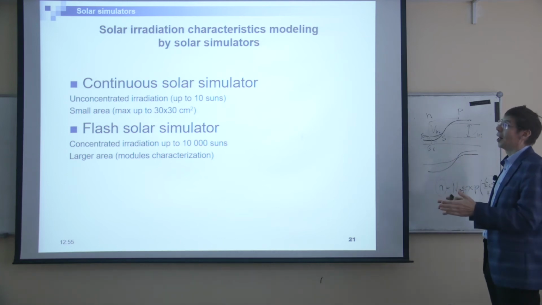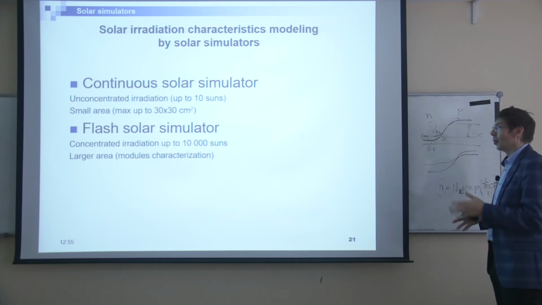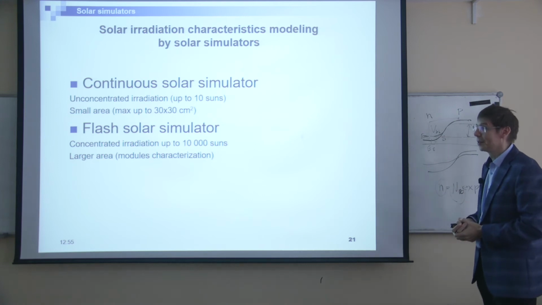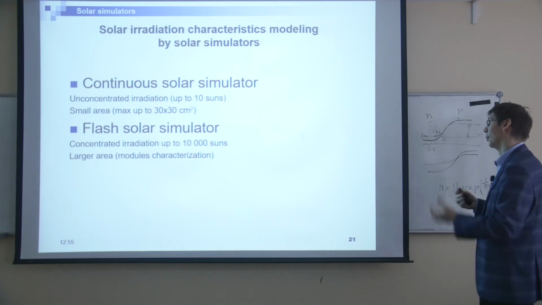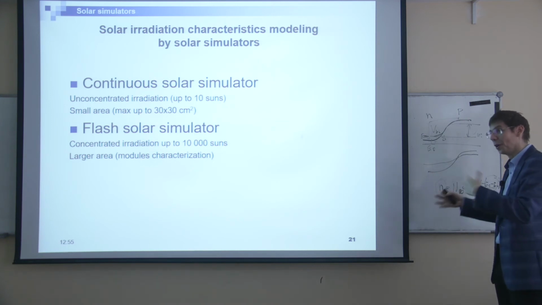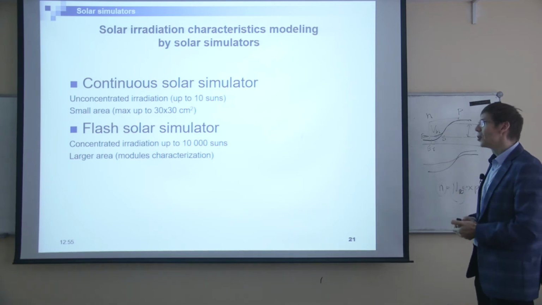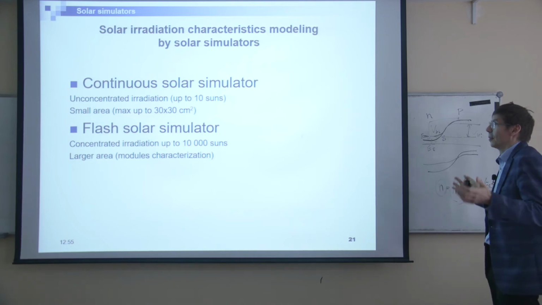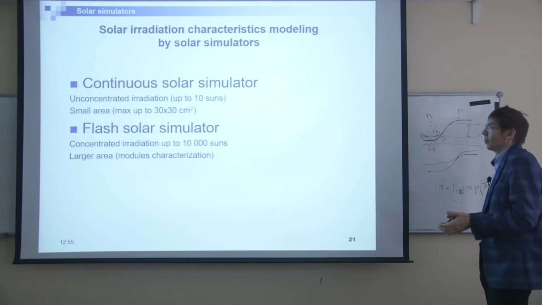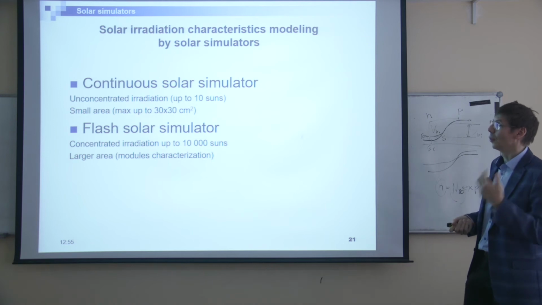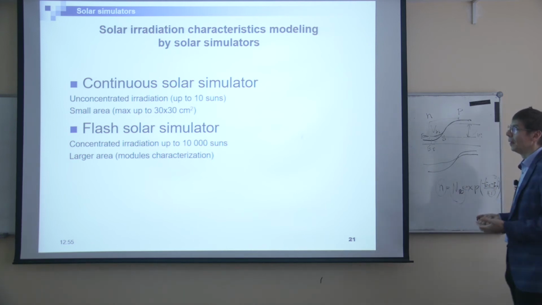From my scientific point of view, it's a huge area. I mean, normally we work with smaller cells. Most comfortable size is 1 by 1 or 2 by 2 centimeters. It's already a large solar cell. But from an industrial point of view, it's a small size, so it's maximum 1 wafer. So you cannot use a continuous solar simulator to measure efficiency of the module.